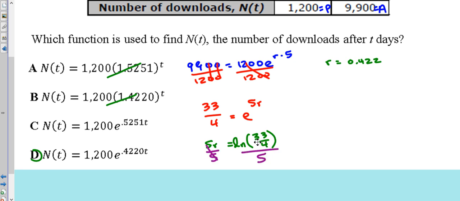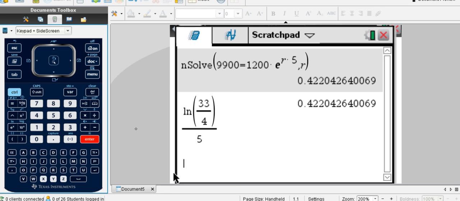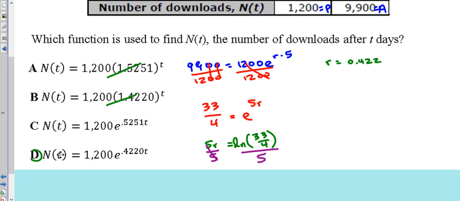And so if I type that in the calculator, that should give me the very same answer the numerical solve did, that 0.422. Let's check it. We have a fraction, and the numerator has natural log of 33 divided by 4. And the whole thing was divided by 5. And notice our answer is exactly the same. So this is, in fact, the correct answer.